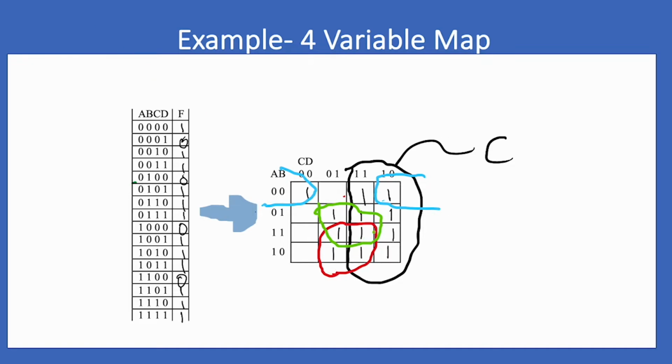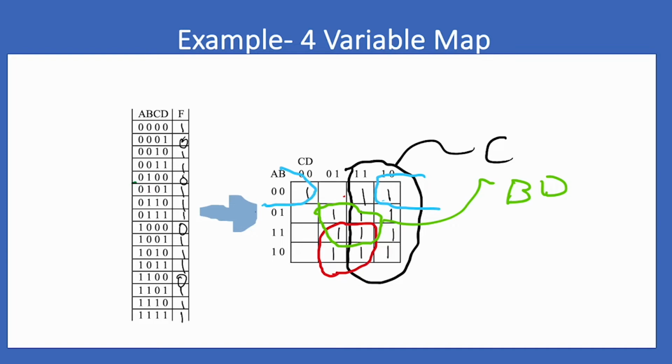For the green one here, well, let's just go to the next slide. Okay, let's continue on. Sorry. For the green covering, we have A and B. A goes from a 0 to a 1, and B is a 1, so we have B. And C went from a 0 to a 1, and D is a 1, so we have BD.